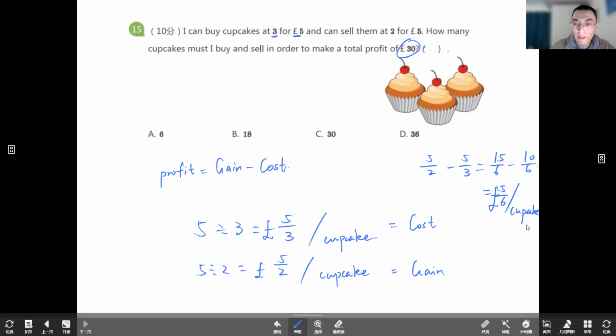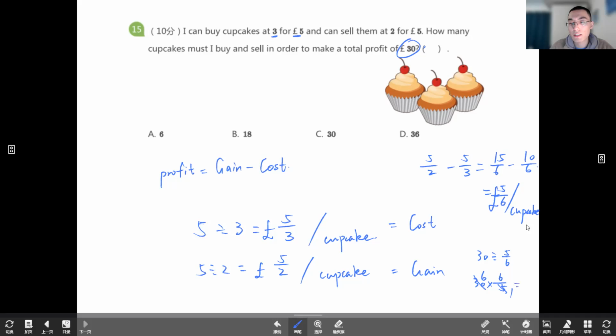We simply do division. So it's going to be £30 divided by 5 over 6. It's going to be 30 multiplied. Remember, dividing by a fraction is multiplying by the fraction turned upside down on its head. It's going to be 30 times 6 over 5. And we can cancel out the 5. 5 goes, and what's left for the 30 is just 6.